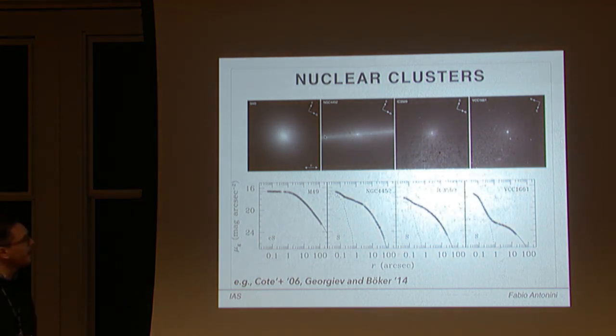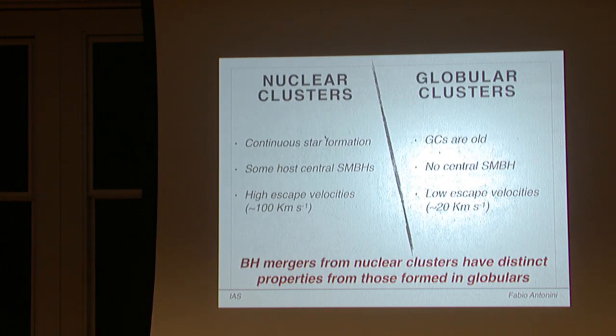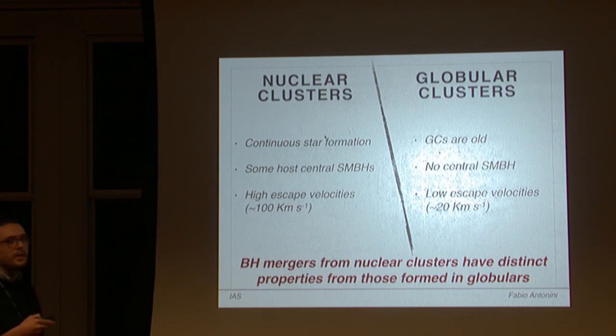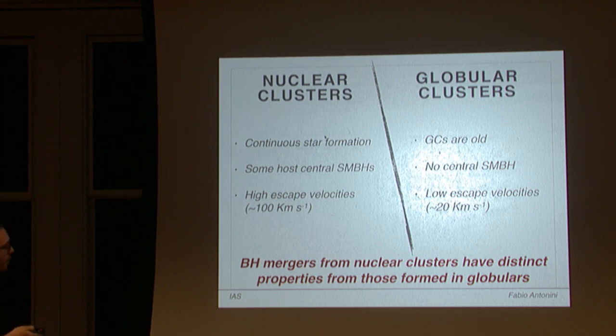However, nuclear clusters are actually observed in most galaxies. I would say that approximately all galaxies of the luminosity of the Milky Way or lower luminosities host a central star cluster at their center. So nuclear clusters are really ubiquitous structures in galaxies. And they have really unique properties when compared to smaller clusters, like, for example, globular clusters. And this already tells you that the black hole binary mergers that they will produce will also have unique properties when compared to binary black hole mergers that are formed, for example, in globular clusters.